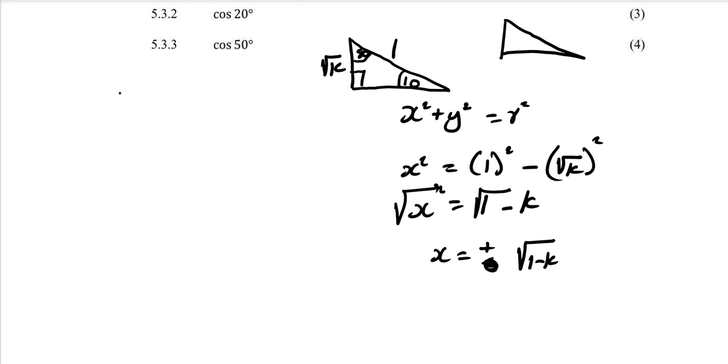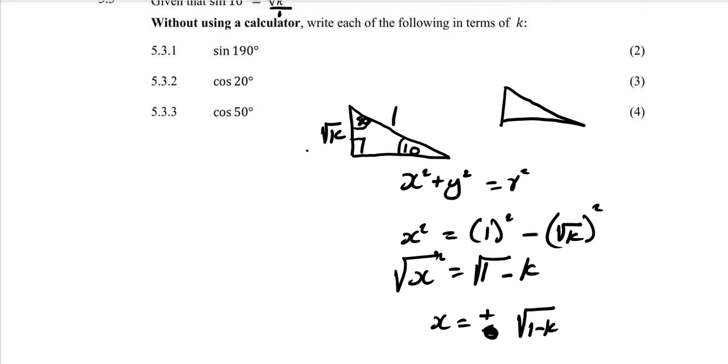So let's go, let's answer 5.3.1. They say: without using a calculator, write each of the following in terms of k. We know that sine 190 can be written as sine of 180 degrees plus 10 degrees.